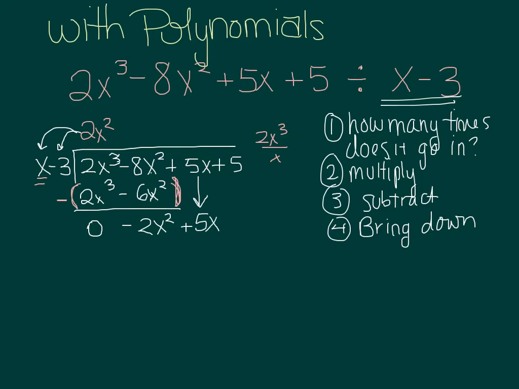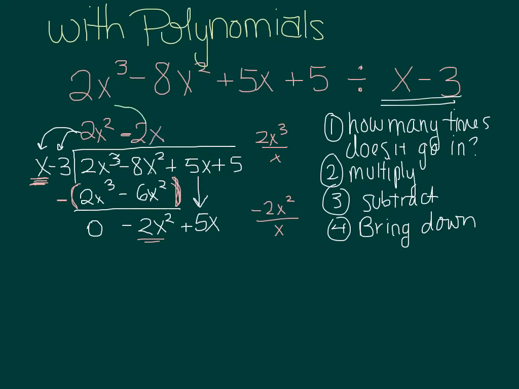All right, again now, I'm going back and I'm just looking at that x of my divisor. And I'm going to see how many times does that go into negative 2x squared. Again, the question I'm doing is negative 2x squared divided by x. Well, we know that. That's negative 2x. So minus 2x I put up at the top.